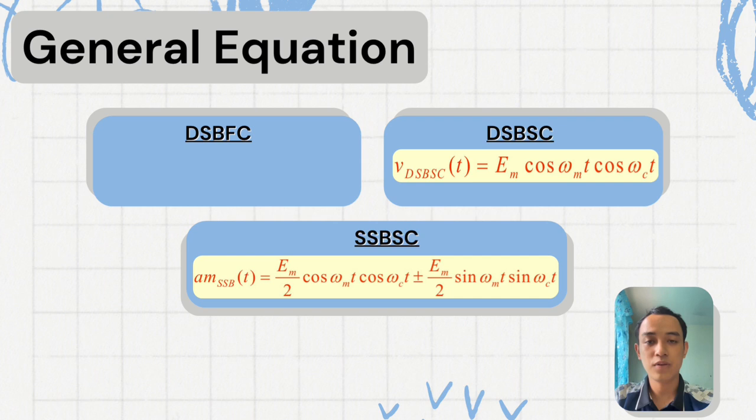Okay, the equation for DSBFC: v equals (Ec plus Em cos ωmt) cos ωct. For DSBSC: v equals Em cos ωmt cos ωct. And the last one is SSBSC: v equals Em over 2 cos ωmt cos ωct plus or minus Em over 2 sin ωmt sin ωct.